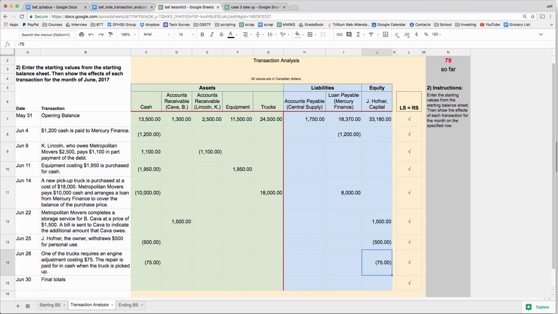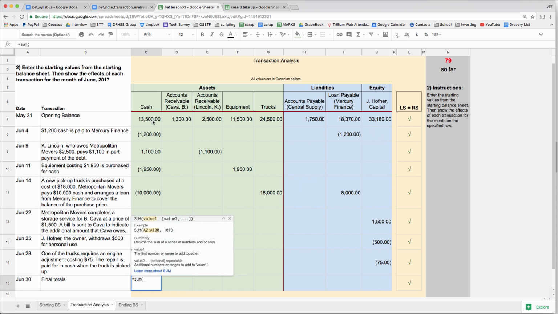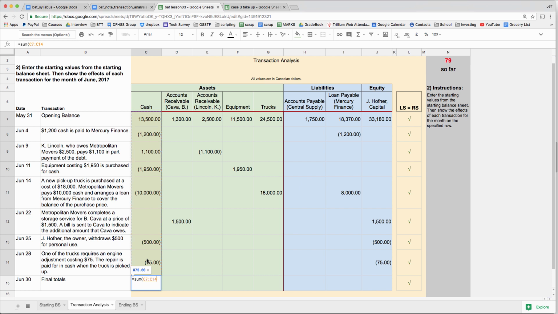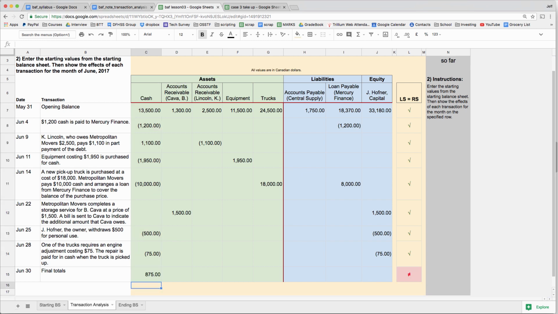So now all our rows balance. The only thing left to do is find out our new balances. And so the quickest way is to go equals sum and sum all the values. Don't forget the starting opening balances from May. Add all of those up. And once you've done it once, you can actually do it all the way across. And so now you just prepare the balance sheet with the new ending values.